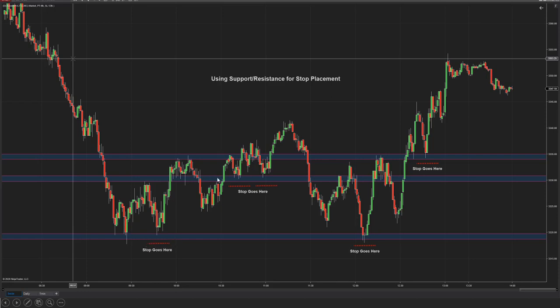Same thing if I was trying to get long in this area. I know that there's resistance which turned into support here. So once we break through it, it's going to want to retest this level, and if you put your stop right below it, it's less likely to be hit. Same thing down here, up here.